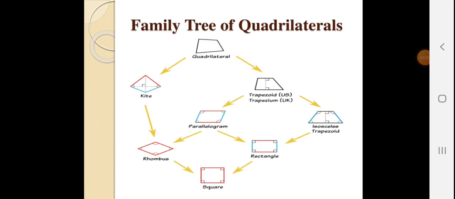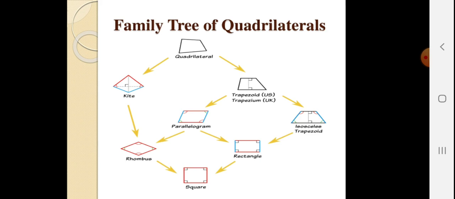Family tree of the quadrilateral. So quadrilateral is further divided into kite and trapezium. Kite is divided into rhombus. Parallelogram is further divided into rhombus and rectangle. Trapezium is divided into the parallelogram and isosceles trapezoid. And further, rhombus and rectangle are divided into the square.